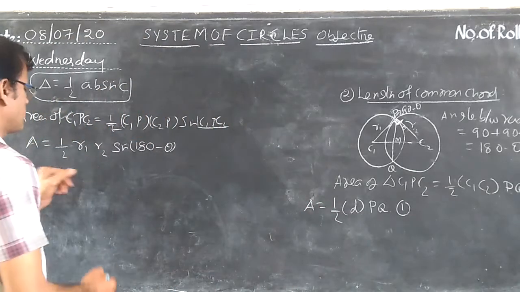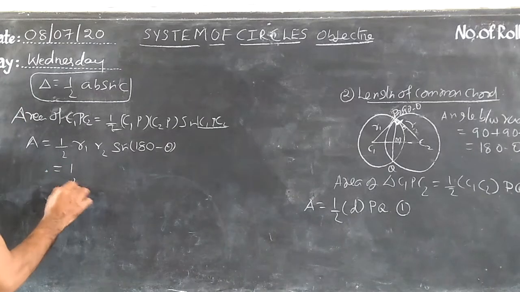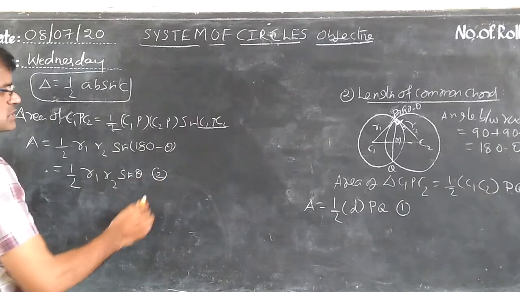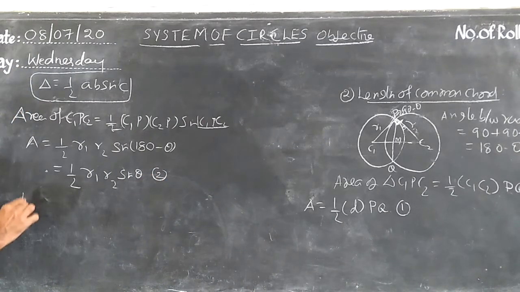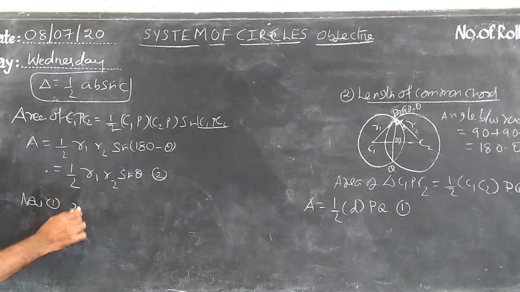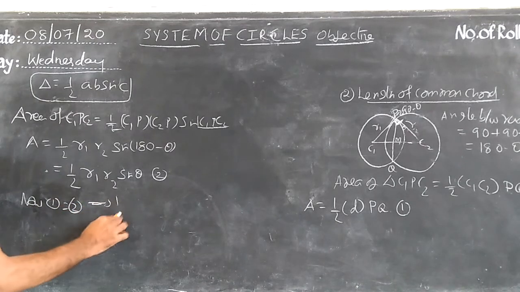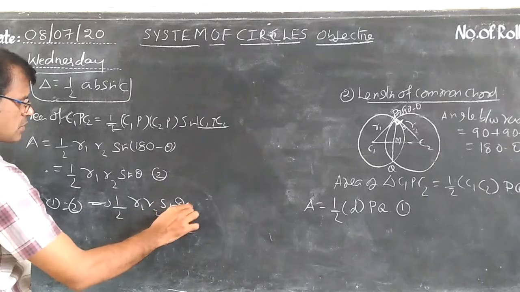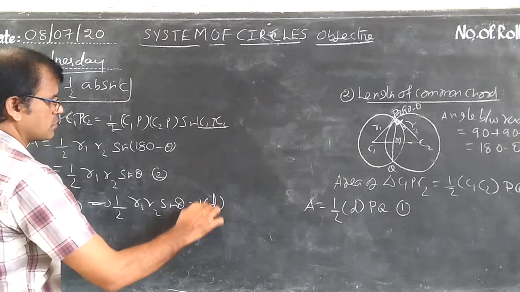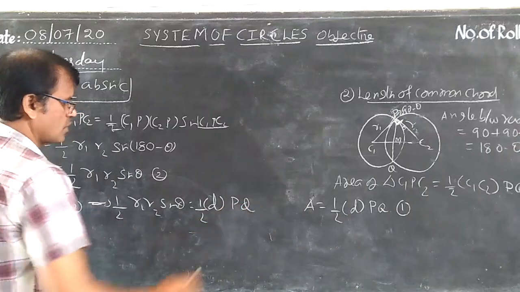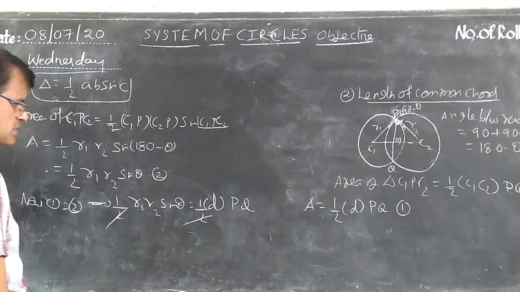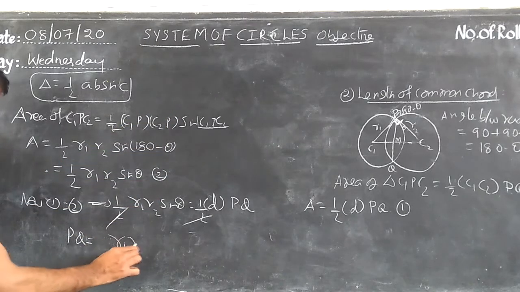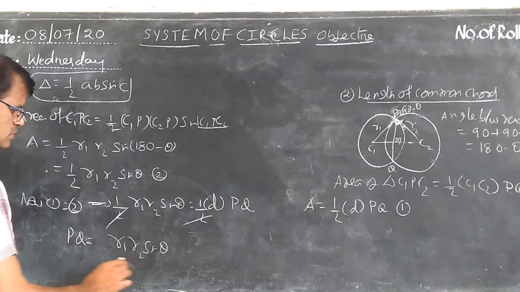Now you write 1 by 2 R1 into R2 into sine (180 minus theta), which becomes sine theta. So 1 by 2 R1 R2 sine theta; call this equation 1. Now equate the first equation and the second equation. 1 is equal to 2, so 1 by 2 into R1 into R2 into sine theta is equal to 1 by 2 into D into PQ. The 1 by 2 on both sides gets cancelled. PQ is the length of the common chord. You can write PQ is equal to R1 R2 sine theta by D.